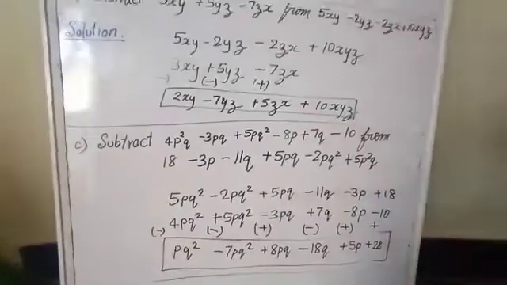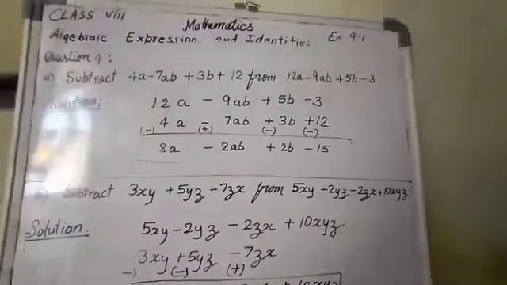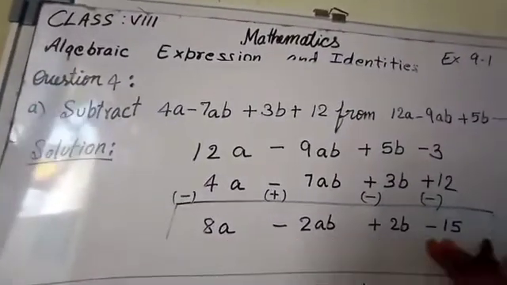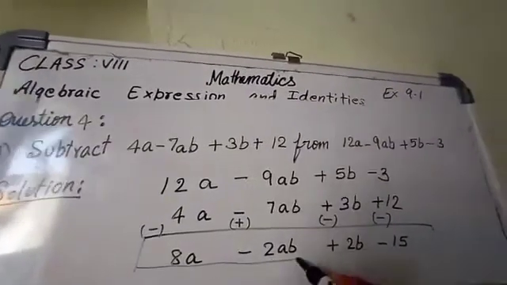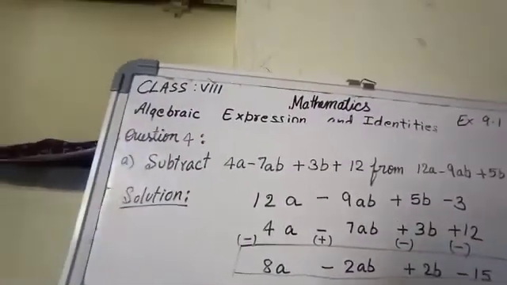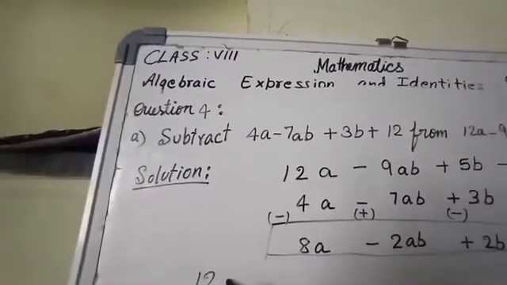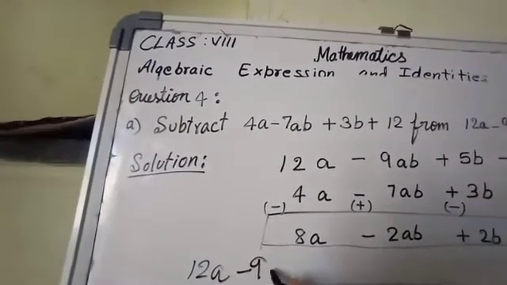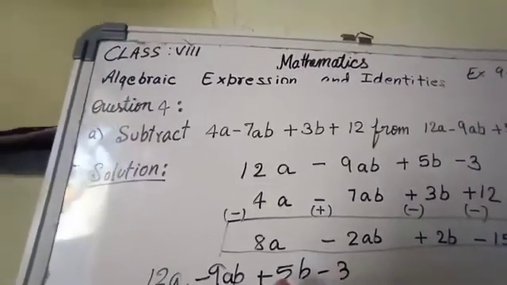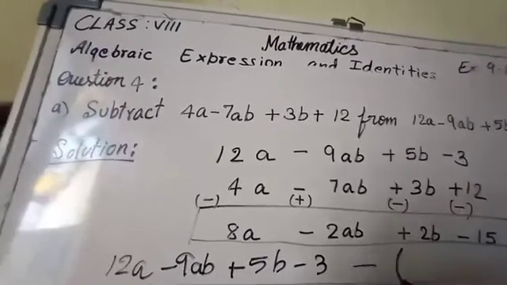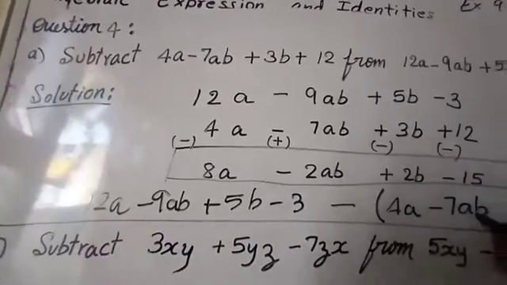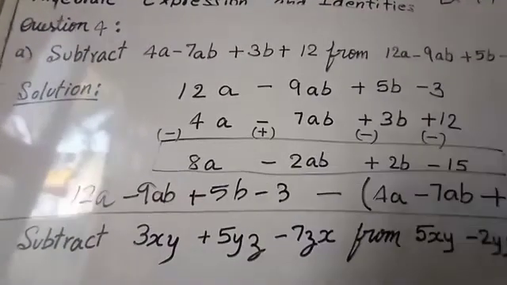Dear students, you can think over why we have to change the sign. That is more important. Let me show you here why we have to change the sign. Because when we are going to write first 12a minus 9ab plus 5b minus 3, this is one set equation. Then minus, then I am going to put the bracket: 4a minus 7ab plus 3b plus 12.